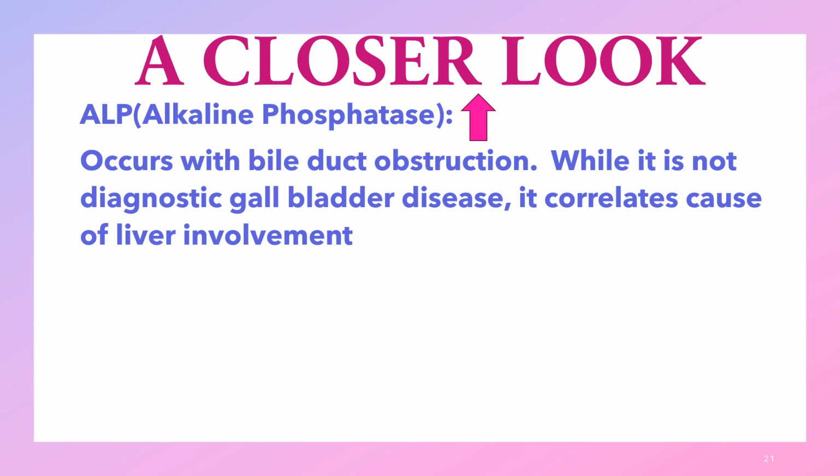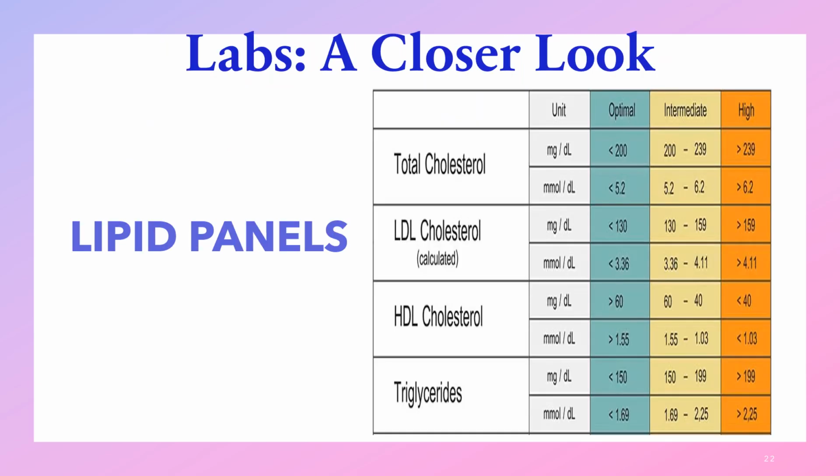This can occur with bile duct obstruction. And while it's not diagnostic of gallbladder disease, it does correlate with liver involvement, so that we know that the liver's in distress. And again, we refer to those lipid panels.